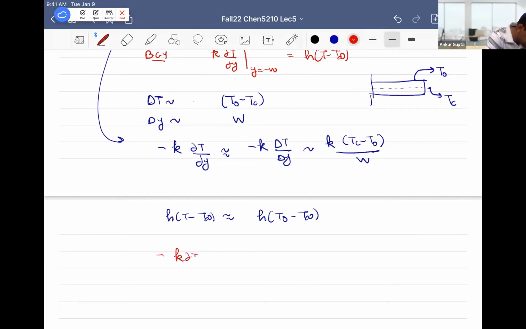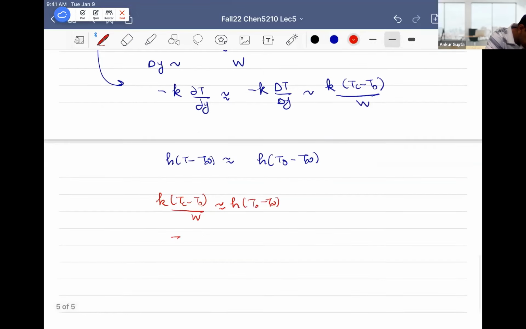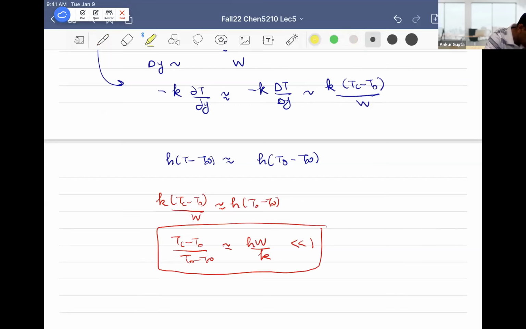So what we are saying really is minus k dT by dy. When you say this, so k times Tc minus T naught over W equals h times T naught minus T infinity. It's not random that I decided to use this boundary condition. I use it because I could see that I need a width, and the width is delta y. Okay, so that's how we go from there.